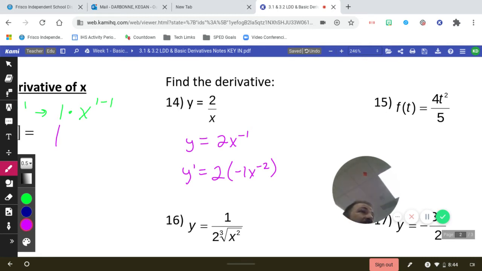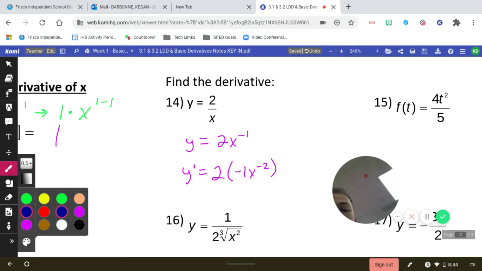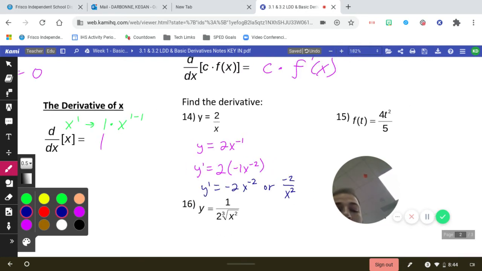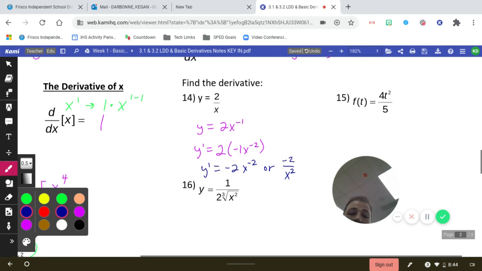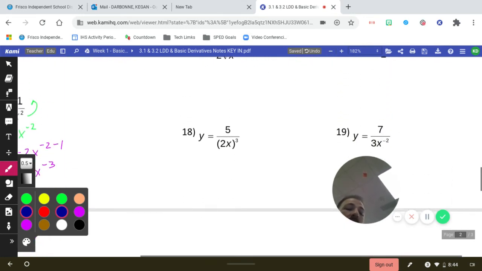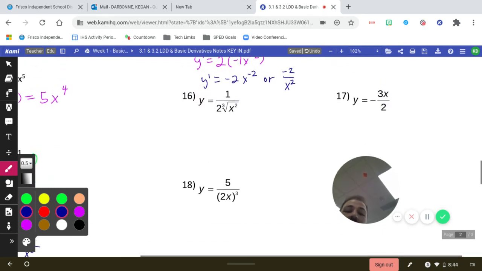You can actually leave it like this, totally like this if you want to, but you can also multiply it out. So y prime is equal to negative 2 x to the negative 2, or negative 2 over x squared. Okay, all of those three would be acceptable answers. As soon as you've taken your derivative, you can leave your answer exactly as it is. You don't have to simplify from there. Okay, I'm going to do one more to help y'all out.